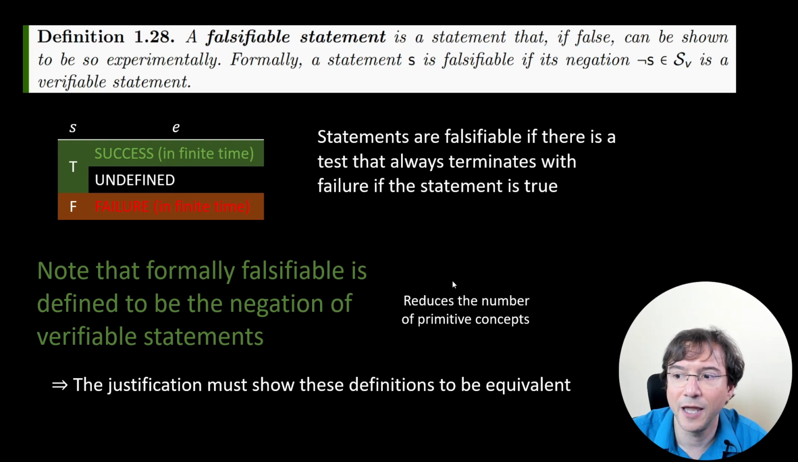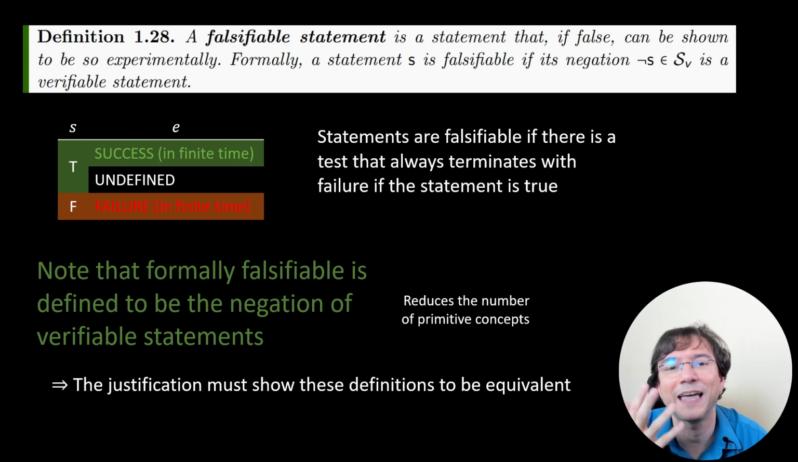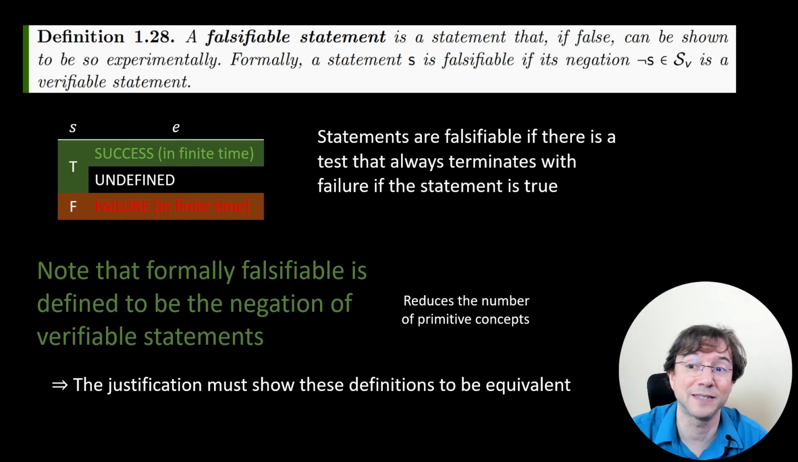And this is how we are reducing the number of primitive concepts, right? A falsifiable statement is a statement that, if false, can be shown to be so experimentally, but formally we're saying that a statement is falsifiable if its negation is a verifiable statement, right? So these two things are slightly different. They're not exactly the same. And then in the justification of this definition, we have to show that this is the case.